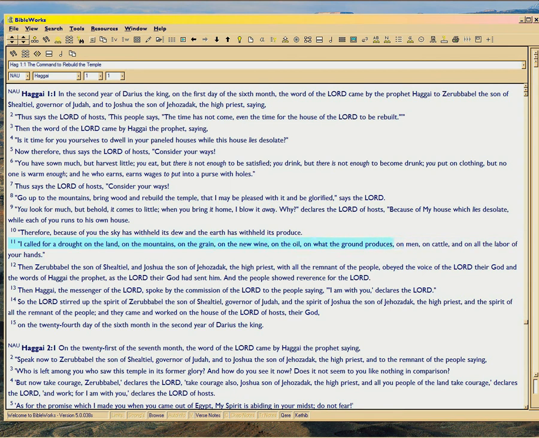So I call for a drought on the land, on the mountains, on the grain, on the wine, the oil. This is the agricultural economy of that day. But you can transfer it to the metaphor for industrial economies: what the ground produces, on men, cattle, and all the labor of your hands. In other words, bad economic conditions are due to bad Christians. It's our fault if the United States is in trouble. It is not Obama's fault.